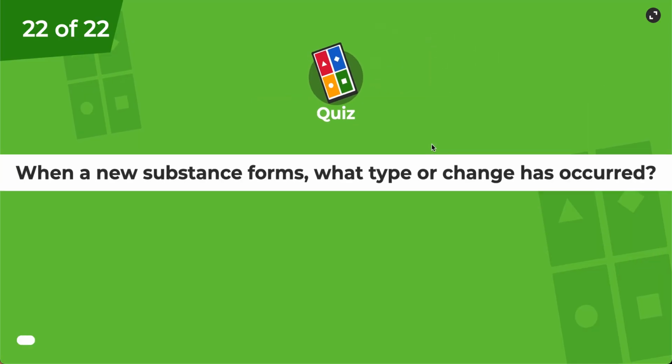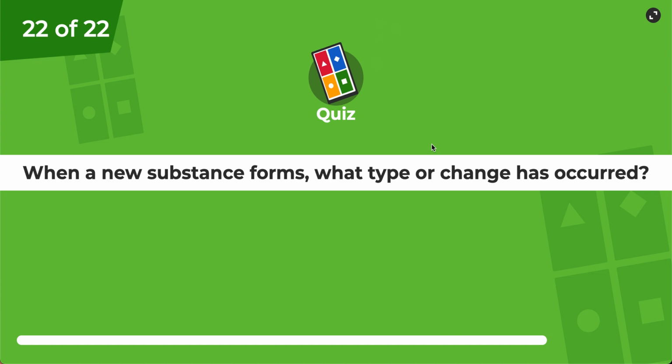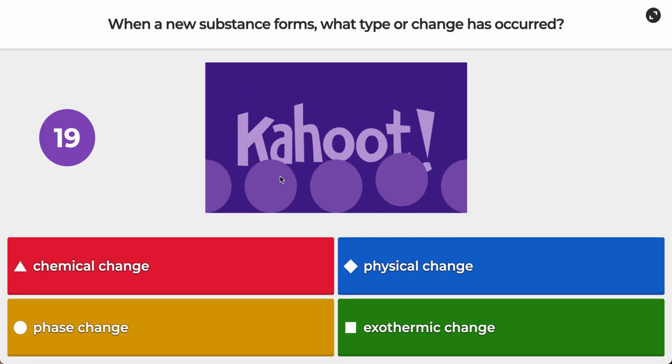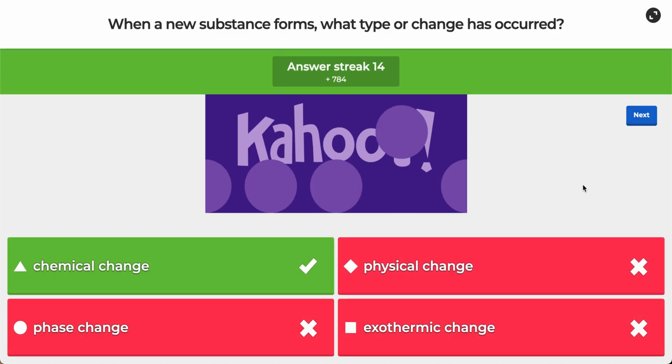And our last question, when a new substance forms, what type of change has occurred? Well, if we are forming a completely new substance, that means that it is a change to the chemical structure, therefore it is a chemical change.